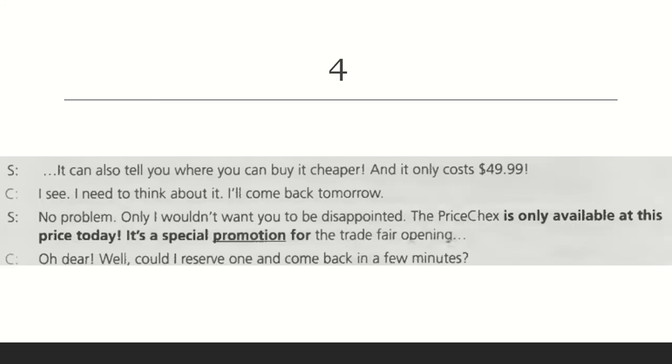Conversation 4. Price is fair. It can also tell you where you can buy it cheaper. And it only costs $49.99. I see. I need to think about it. I'll come back tomorrow. No problem. Only I wouldn't want you to be disappointed. The Price Checks is only available at this price today. It's a special promotion for the trade fair opening. Oh dear. Well, could I reserve one and come back in a few minutes?